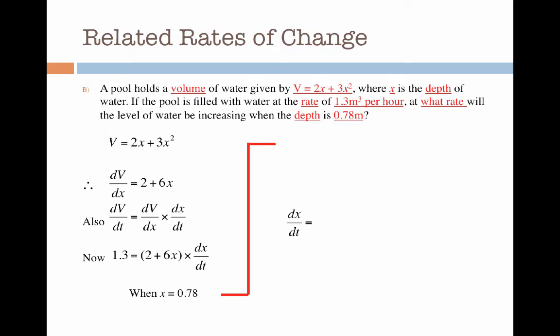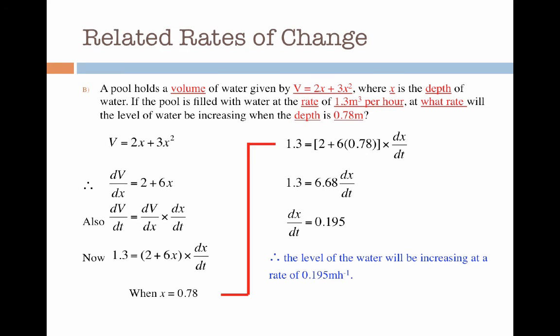So I'm going to substitute 0.78 into my formula. I'm going to rearrange so I can get a value for dx dt. So the change in depth with respect to time is going to be 0.195. Again, I'm going to write a worded answer to my question. The level of water will be increasing at a rate of 0.195 meters per hour.